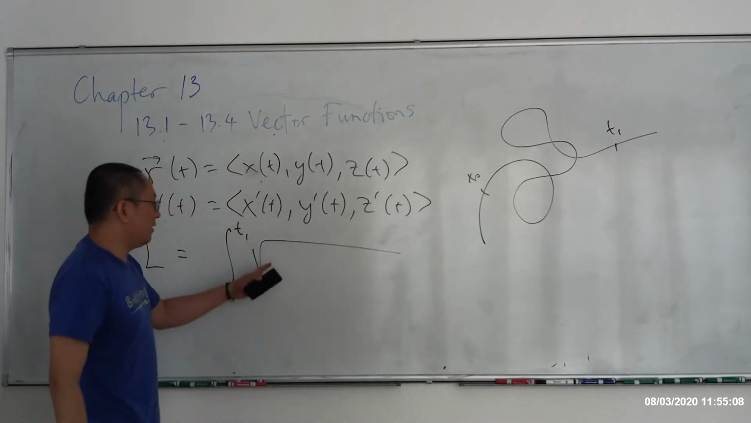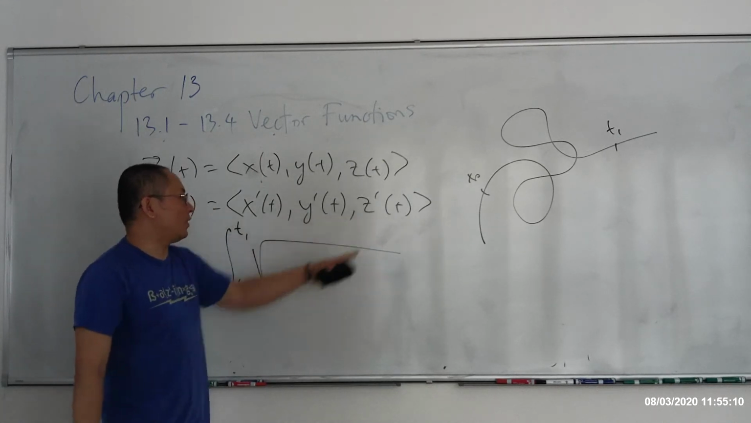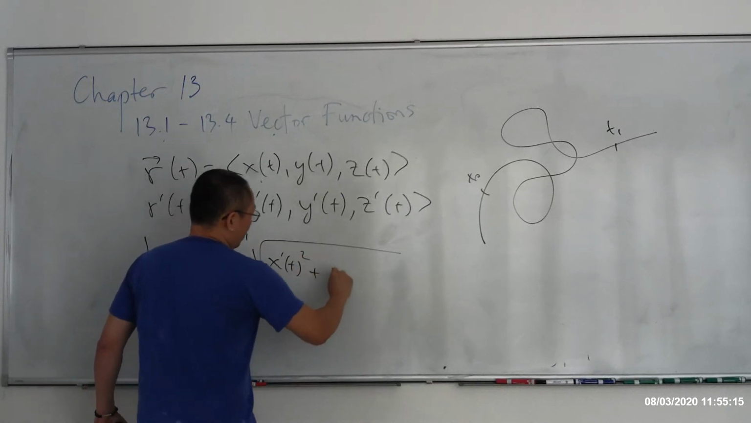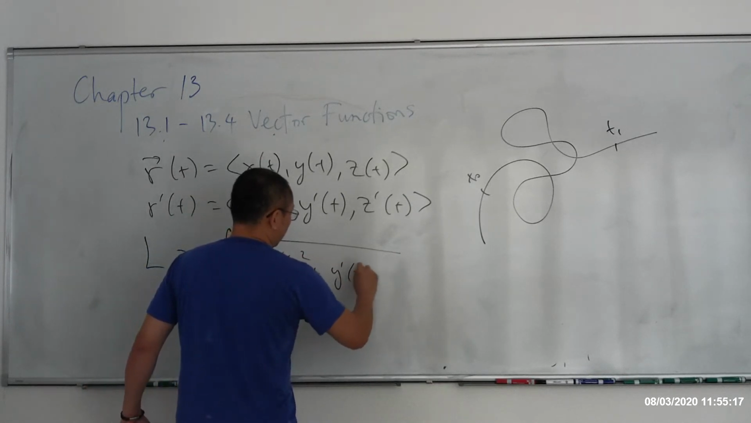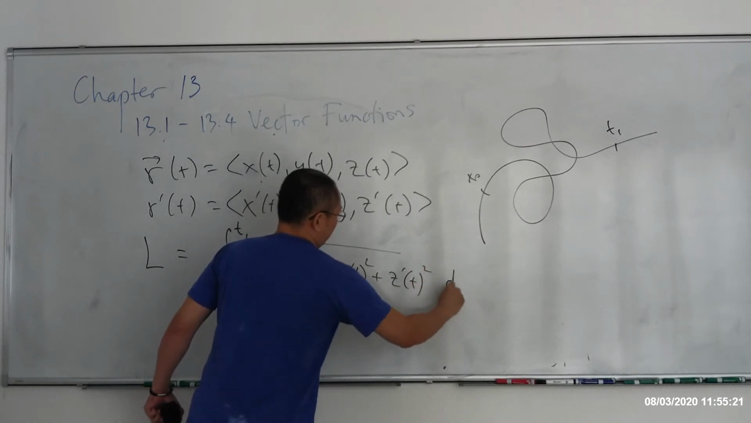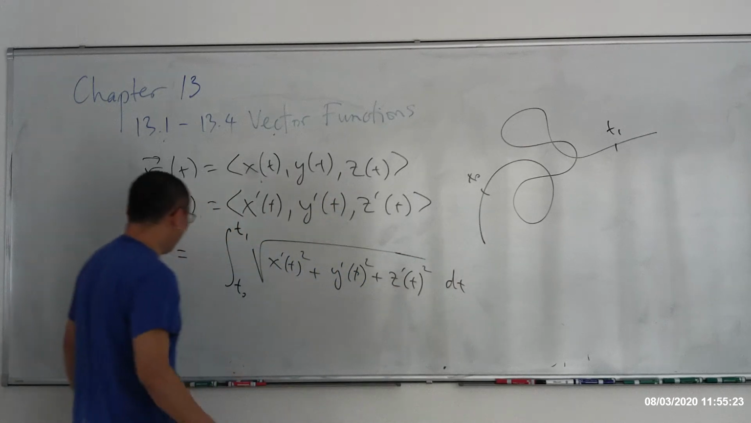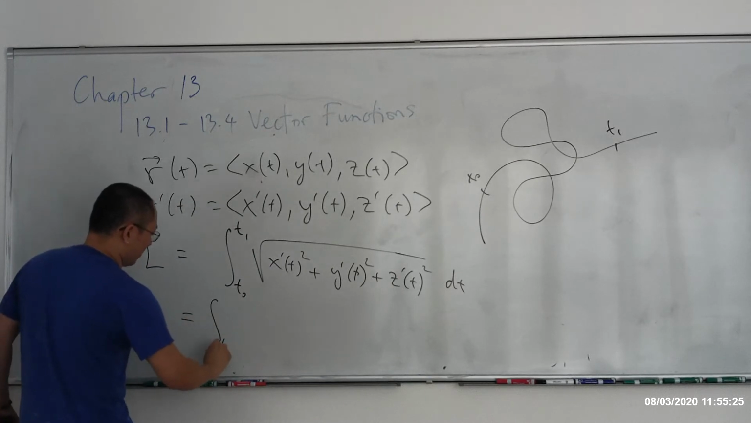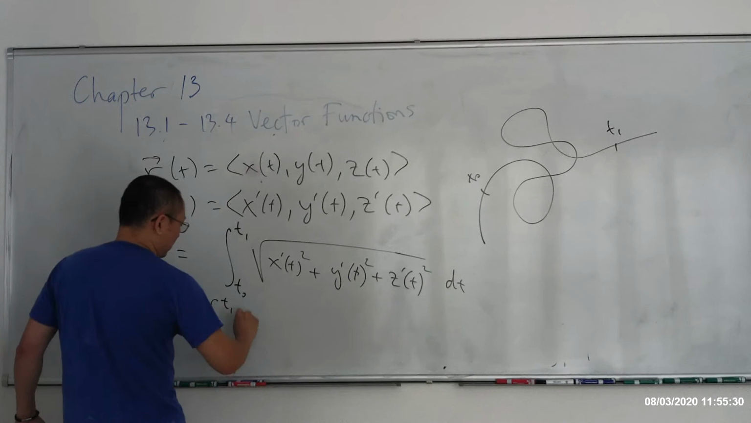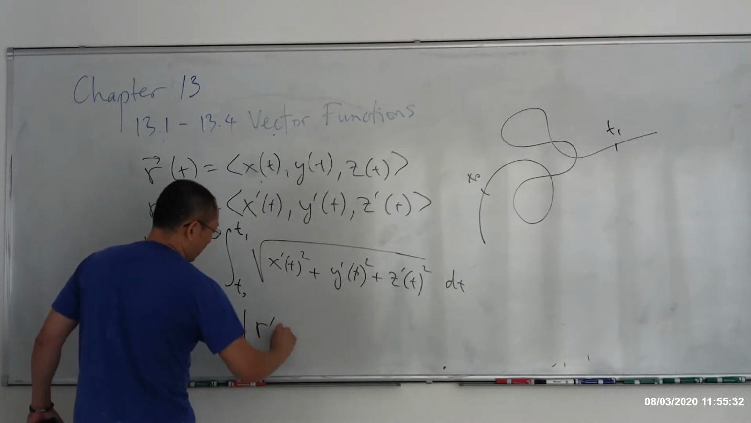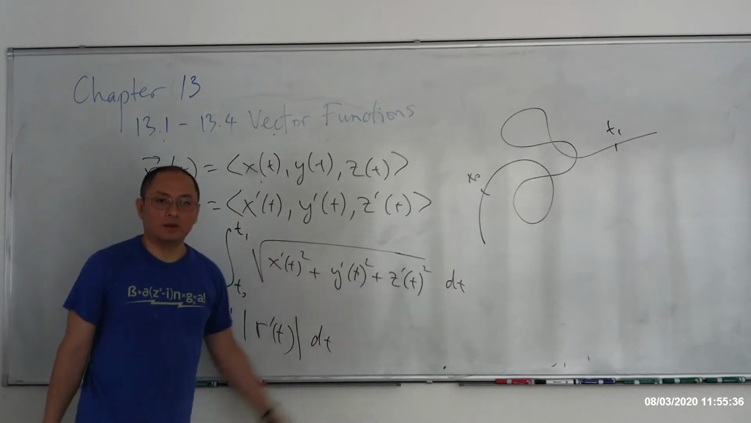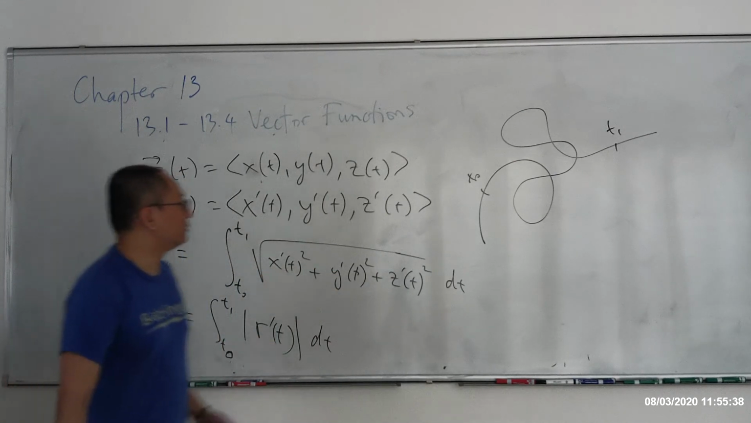Well, instead of having just the derivative of x and the derivative of y, we have z in here. So x prime squared, y prime squared, and then z prime squared, dt. Or in short, you can write it this way: integral from t0 to t1 of the magnitude of r'(t) dt, because this is really the magnitude of r prime.